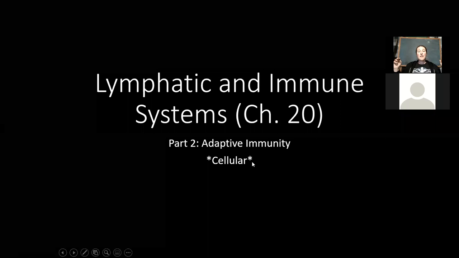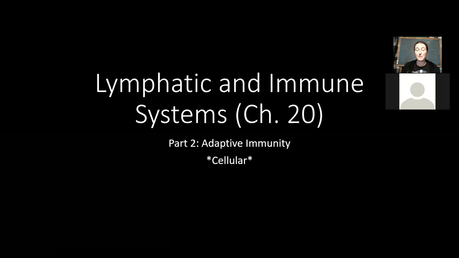Okay, so this is the next part, the next new information about the immune system. It is part 2 about the adaptive immune system. Specifically, today we're going to be talking about the cellular component of the adaptive immune system.